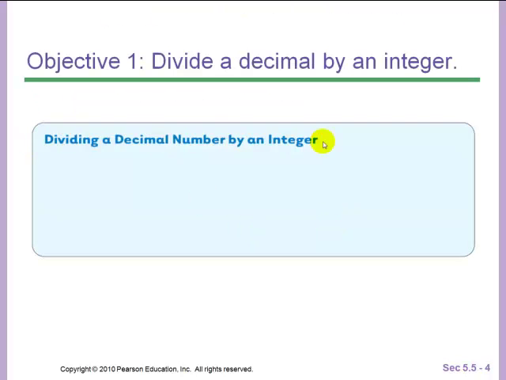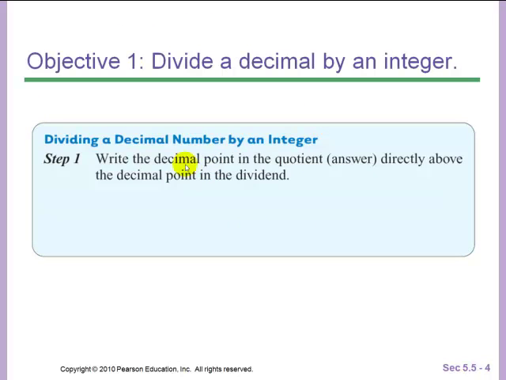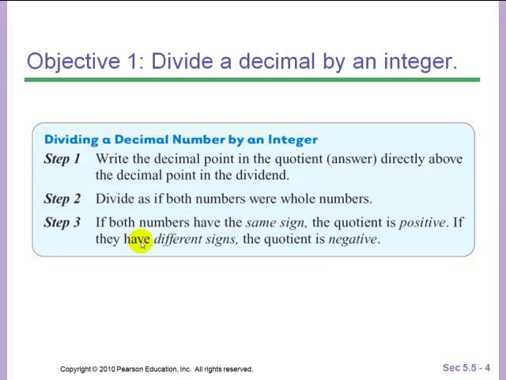Dividing a decimal number by an integer. First, write the decimal point in the quotient, that's your answer, that goes on top, directly above the decimal point in the dividend. Then divide as if both numbers were whole numbers. Lastly, check your signs. If both numbers have the same sign, your quotient or answer is positive. If they have different signs, the quotient is negative. So basically, bring your decimals straight up and then divide like normal.